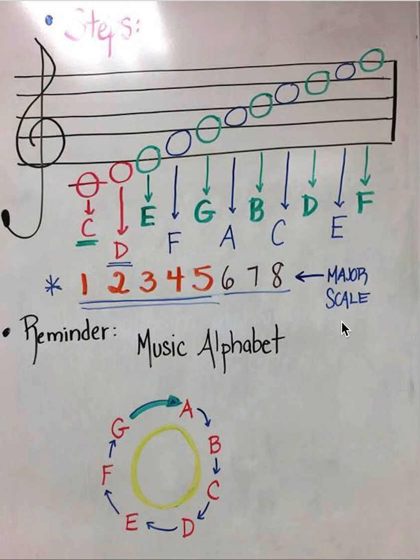So the next thing we're going to work on is what we call a major scale. There are steps 1, let's put our C right here with our eyes. Step 2 would be D. Step 3 is E. Step 4 is F. Step 5 is G. Step 6 is A. Step 7 is B. And step 8 is C. So it has 8 steps in what we call a major scale.